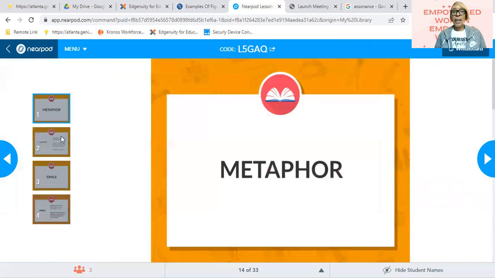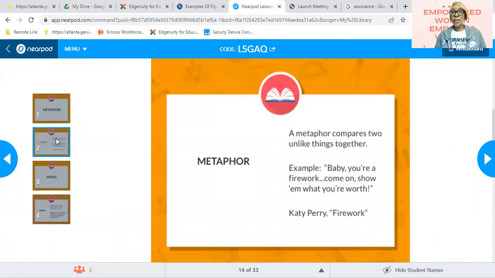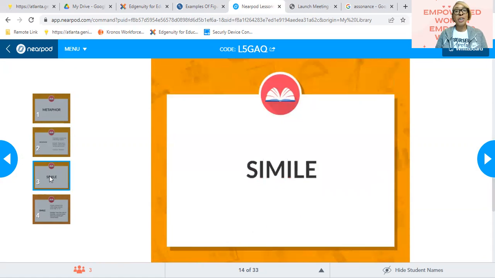Okay, so we're going to go over a few metaphors. A metaphor compares two unlike things together. Example: baby, you're a firework. Come on, show them what you're worth. This is from, of course, Katy Perry's song Firework. Hence, we're going to be getting into our song lyrics.